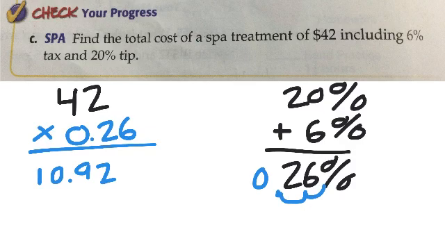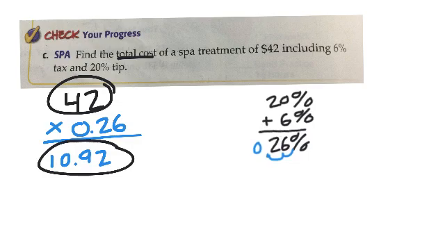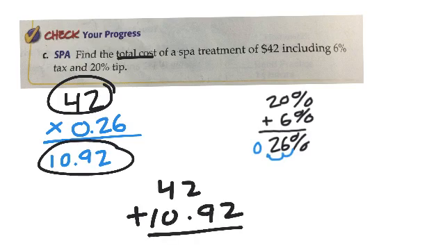And so now I want to find the total cost. So how can I do that? $10.92 is how much I'm paying in tax and tip, plus $42 for the spa day. So I would add those two together. Add the cost plus your tax and tip. So what is 42 plus 10.92? 52.92. Yep. You should get $52.92.